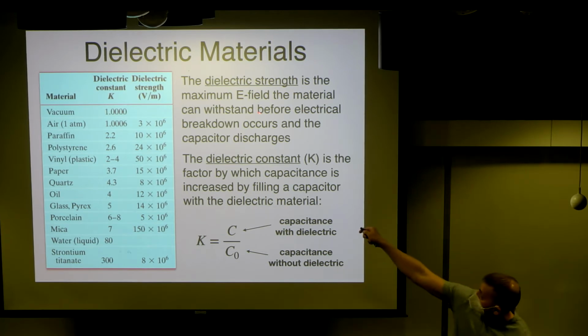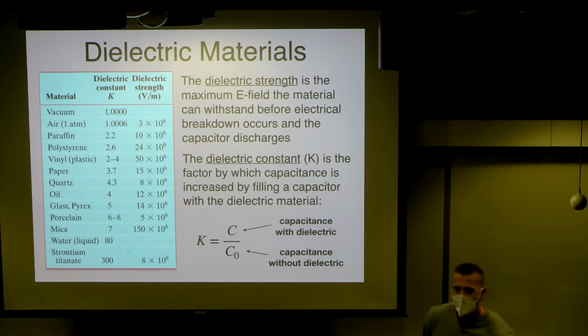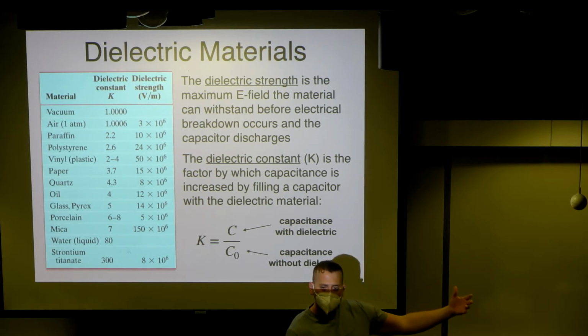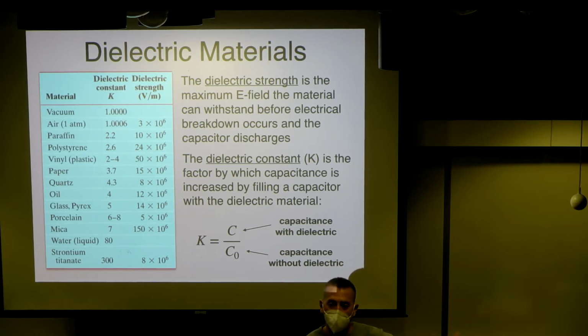The dielectric strength is something different. The dielectric strength is the maximum E field that the material can withstand before it undergoes electrical breakdown. Remember, when electrical breakdown occurs, the material begins to act like a conductor, and that's just going to discharge the capacitor. So we don't want to reach the dielectric strength of our material, because essentially we'll just be breaking the capacitor at that point. You want your material to have a very large dielectric strength so it can withstand very, very strong E fields. You can put more and more charge without breaking your capacitor.